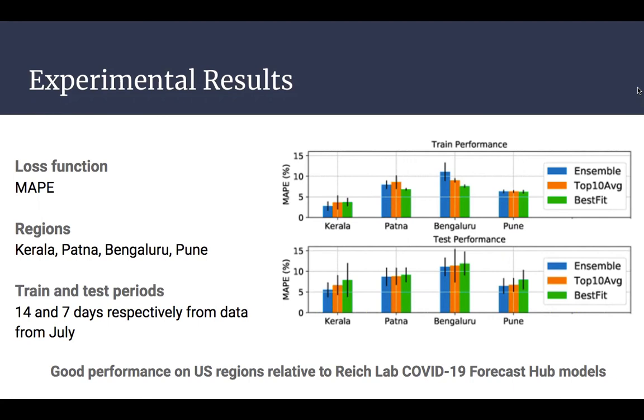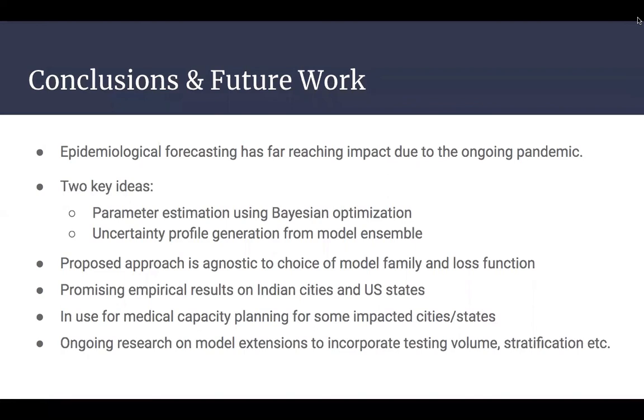Our approach is also found to perform well on US regions relative to other models that are part of the RICLAB COVID-19 Forecast Hub. To conclude, we consider the problem of epidemiological forecasting, which is an important problem with far-reaching implications, especially due to the ongoing pandemic. We propose 2 key ideas. The first is parameter estimation using Bayesian optimization, and the second is the uncertainty profile generation from the model ensemble.